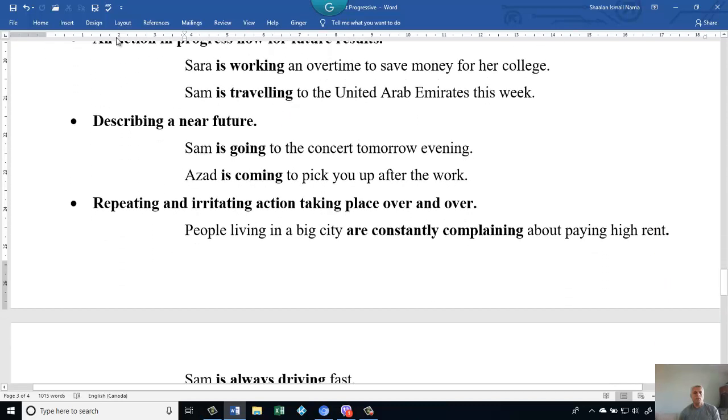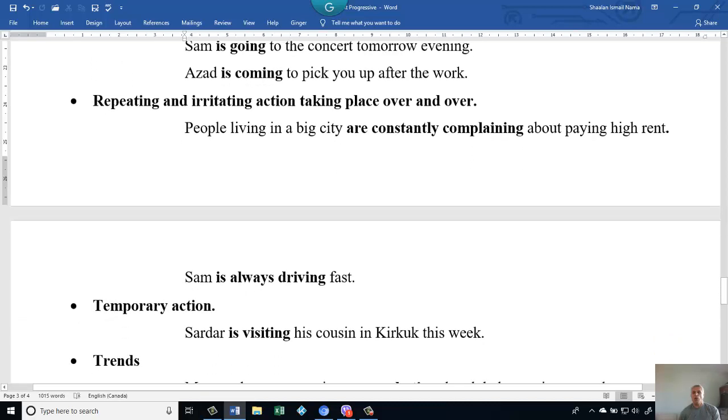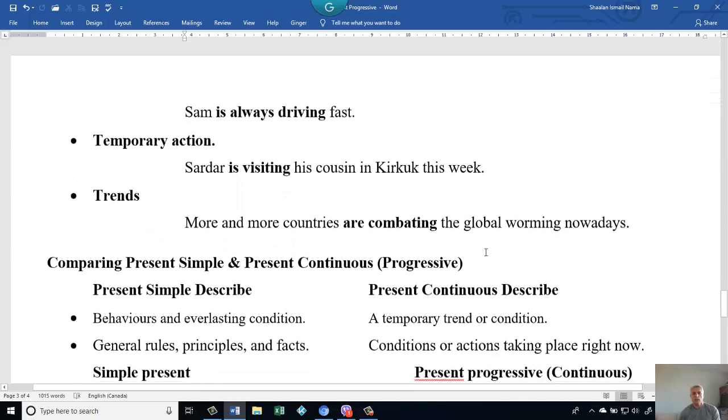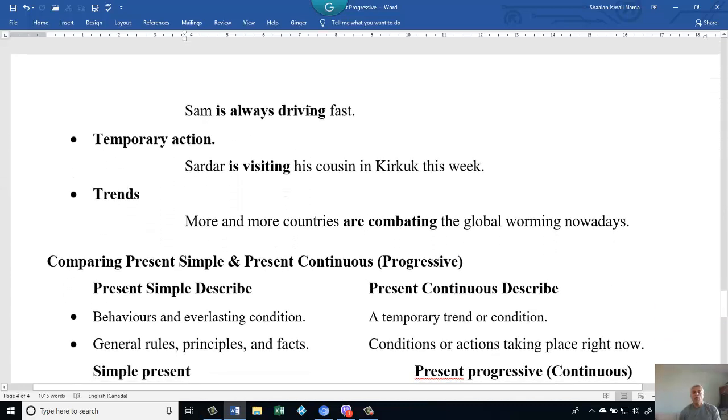Describing a near future. Sam is going to the concert tomorrow evening. Or Azad is coming to pick you up after the work. Repeating an irritating action taking place over and over. For example, people living in a big city are constantly complaining about paying high rent. Or you could say like this sentence: Sam is always driving fast.